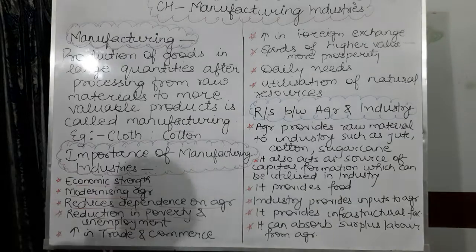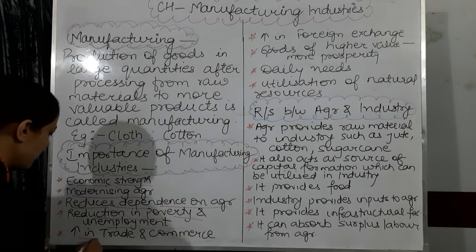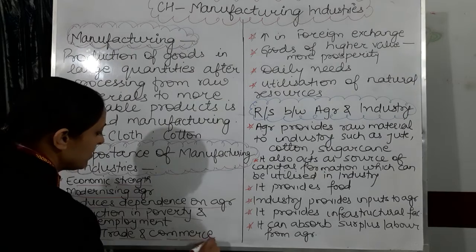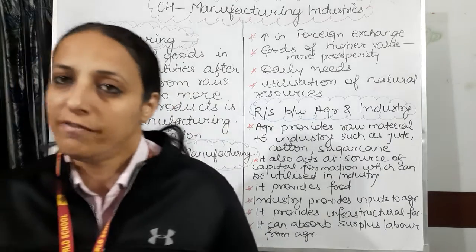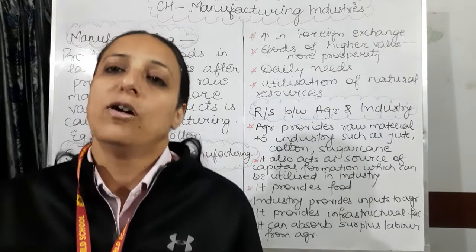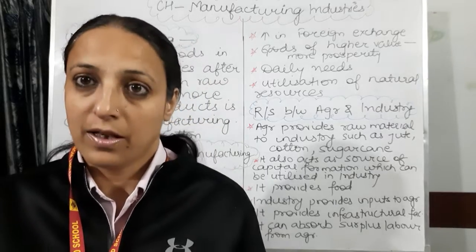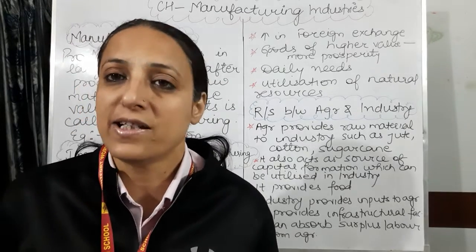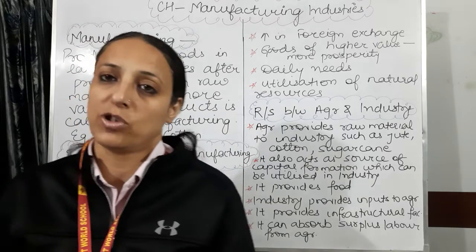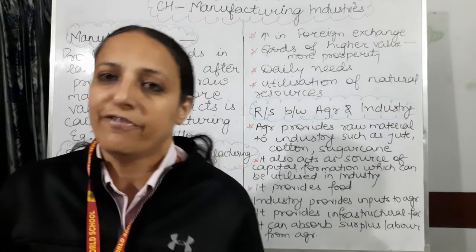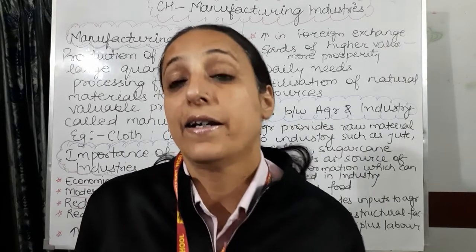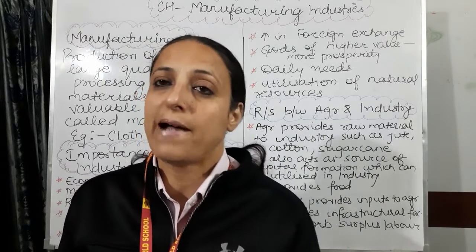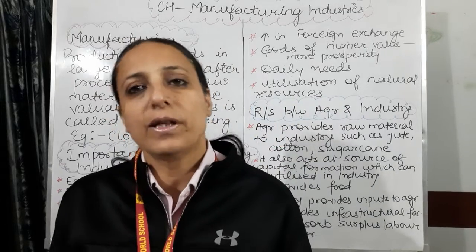After that, the next is increase in trade and commerce. Students, if we are doing more production, obviously more exports will be there. If more exports are there, it means we have a favorable balance of trade, and the favorable balance of trade always works in favor of the country. If more and more imports are there and our exports are very less, then an unfavorable balance of trade will be there, and the country will be in problem.